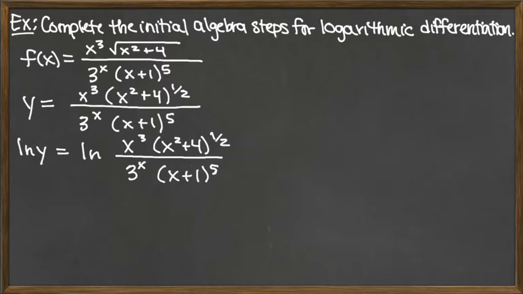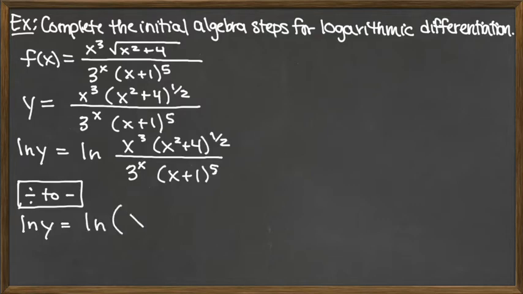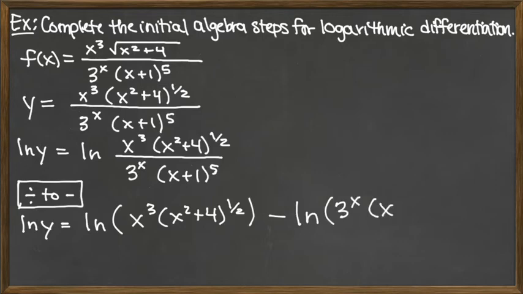So the algebra step that we would need to do first here is we have the natural log of a fraction. So the first thing we're going to be doing is changing division to subtraction. And so we have the natural log of y on the left-hand side is equal to the natural log of the top. So the top there is x cubed times x squared plus 4 raised to the 1/2 power. Minus, so that division bar then becomes a subtraction. So we subtract then the logarithm of the bottom. So it would be 3 to the x times x plus 1 to the 5th in the natural log.